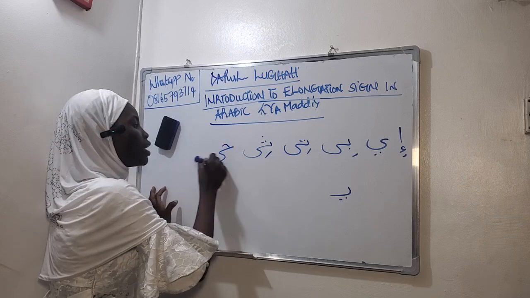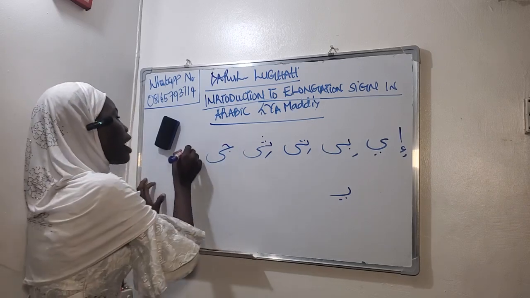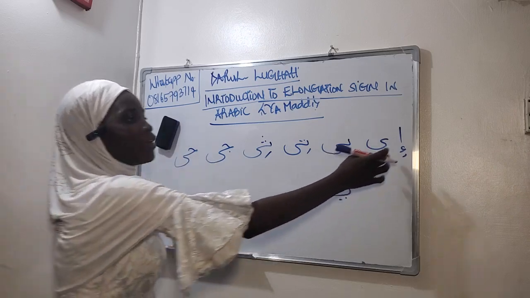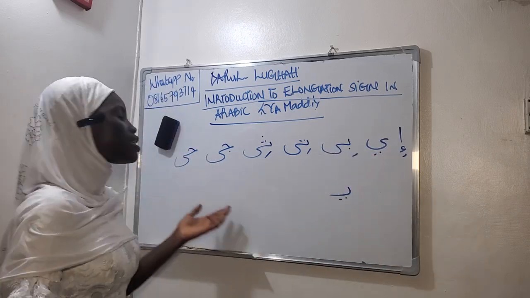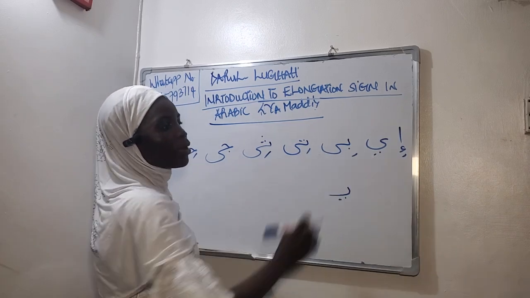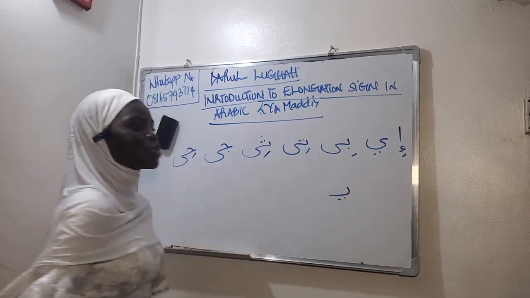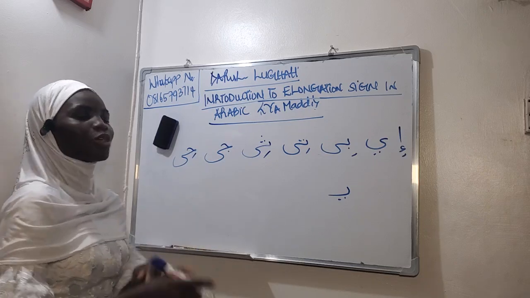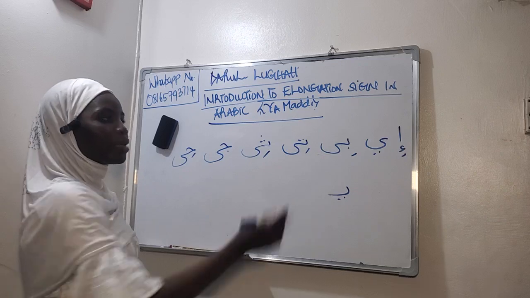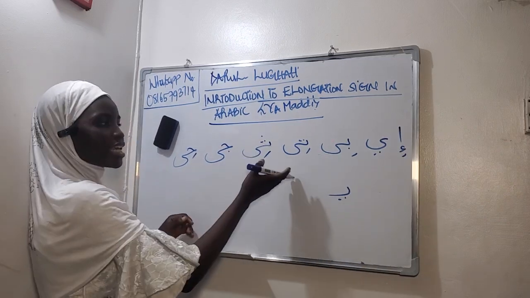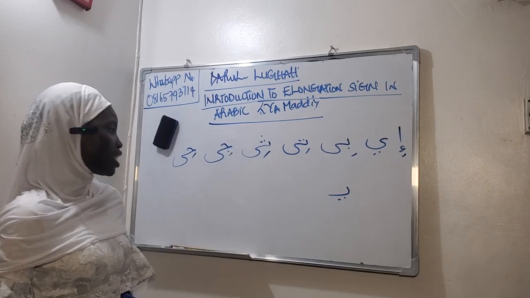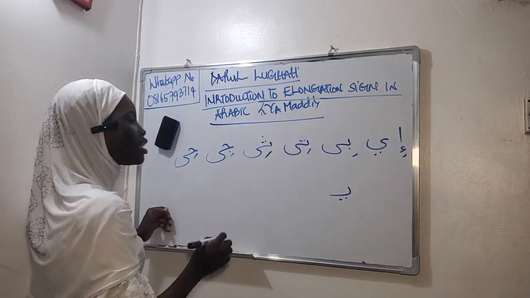We have Jim Kesra Ya Maddi, Ji. Ha Kesra Ya Maddi, Hi. Can you see the huge difference between Alif Kesra Ya Maddi, I, and this one, Hi? It's attracting the Arabic vowel Kesra, because we are dealing with Ya Maddi. So Ya Maddi attracts Kesra. Now, Alif Kesra Ya Maddi, I. Ba Kesra Ya Maddi, Bi. Ta Kesra Ya Maddi, Ti. Fa Kesra Ya Maddi, Fi. Jim Kesra Ya Maddi, Ji. Ha Kesra Ya Maddi, Hi.